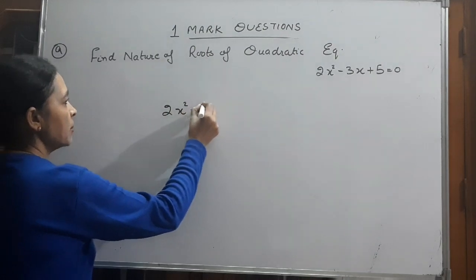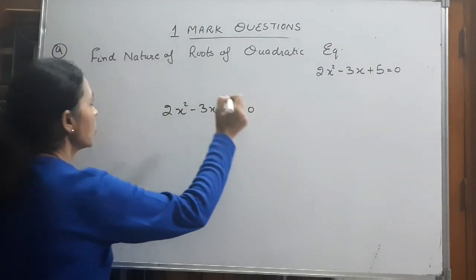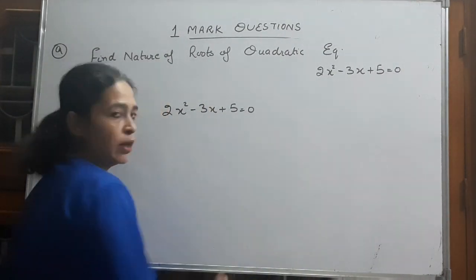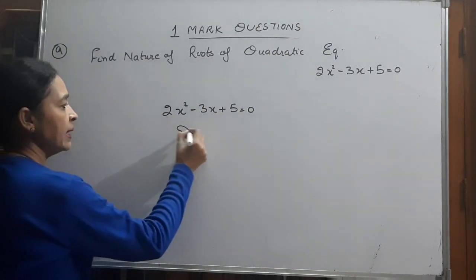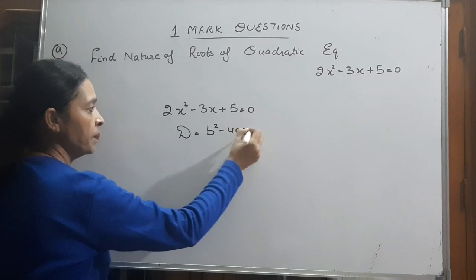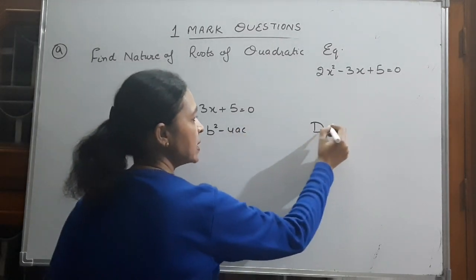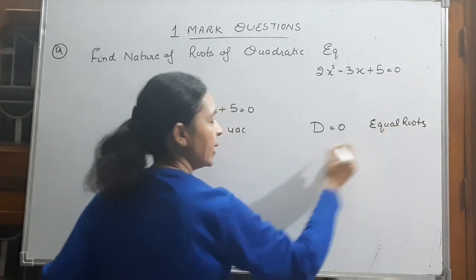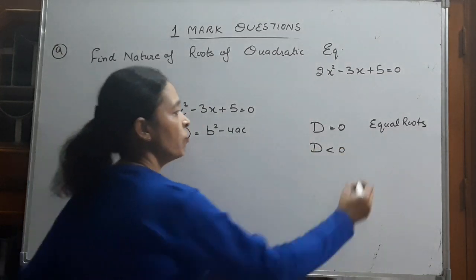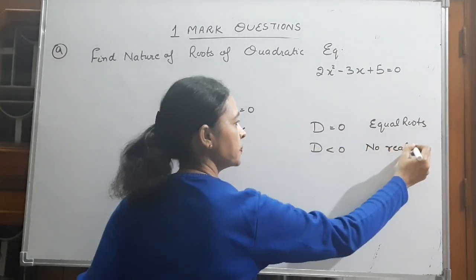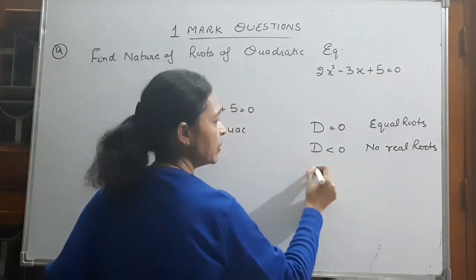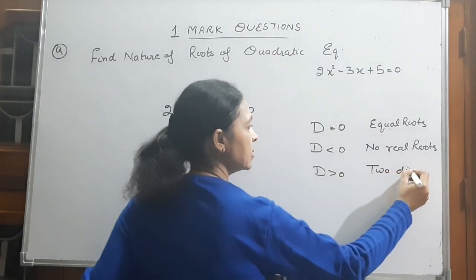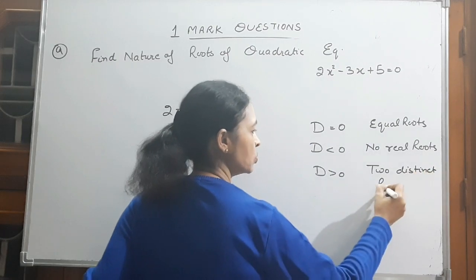Find the nature of roots of the quadratic equation 2x square minus 3x plus 5 equals 0. We have to find the nature of the roots of the equation. Now, bachche, first we will find the discriminant. Discriminant is D, which equals b square minus 4ac. And we know if D is equal to 0, we have equal roots, two roots which are equal. And if D is less than 0, we have no real roots. And if D is greater than 0, we have two distinct real roots.